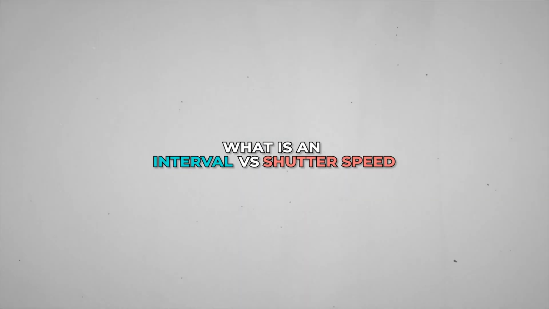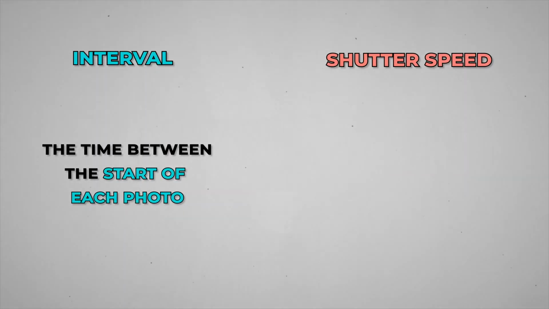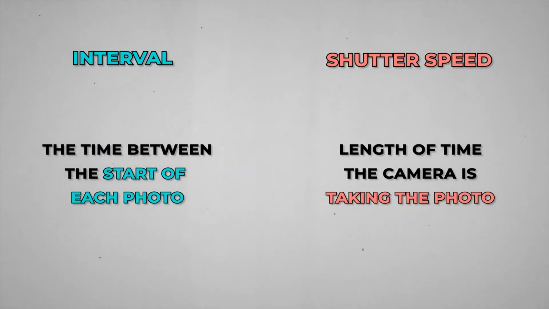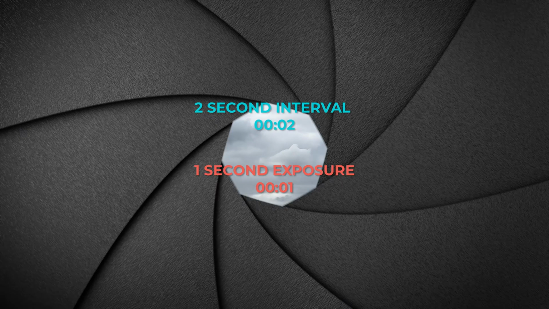The second frequently asked question is, what is an interval versus shutter speed? If an interval is the amount of time between each photo, the shutter speed is the amount of time it takes for the camera to take the photo. For example, if we have an interval of 2 seconds and a 1 second exposure, every 2 seconds, the camera will fire a photo and it'll take a 1 second long exposure. There's 3 really important things to know about.